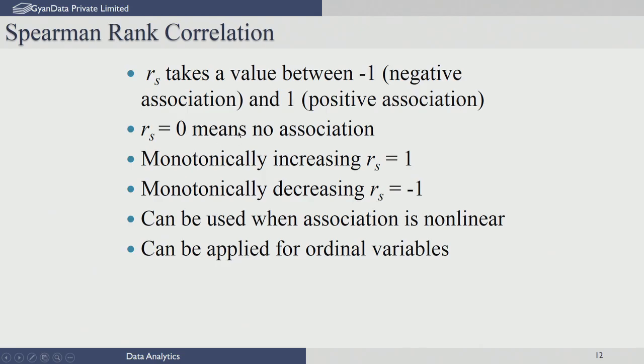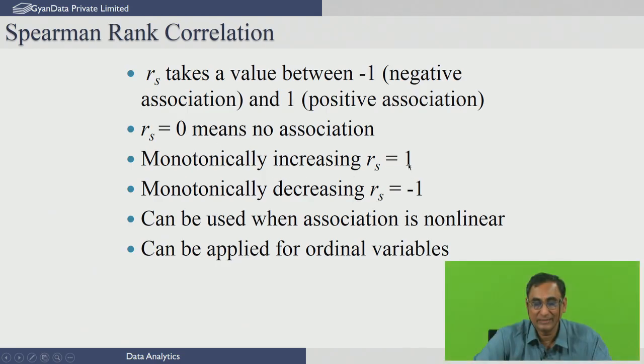Let us look at some of the things. As I said, 0 means no association. When there is a positive association between y and x, then the rs value or Spearman's coefficient will be +1, like the Pearson's correlation, and similarly when y decreases with x, then we say that the Spearman's rank correlation is likely to be close to -1 and so on.